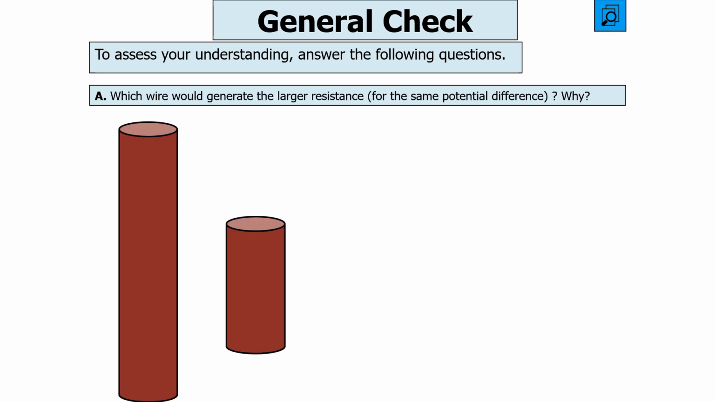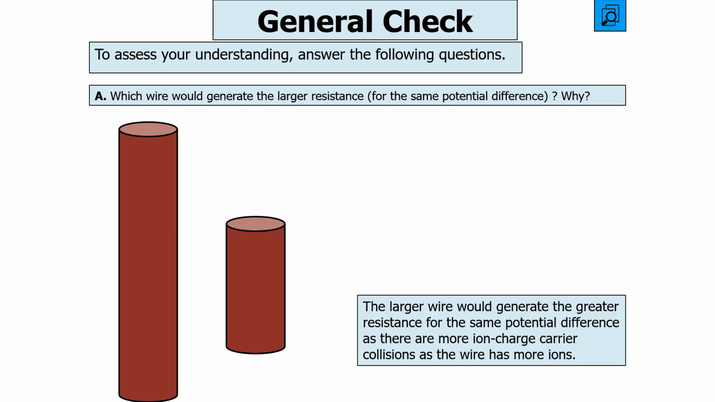The next question says, looking at the two wires, which would generate the larger resistance for the same potential difference and why? So pause the video now, then unpause the video when you want to go through your answer. Well, the larger the wire, the more you would generate a resistance for the same potential difference, because there are more ion charge carrier collisions as the wire itself has more ions.